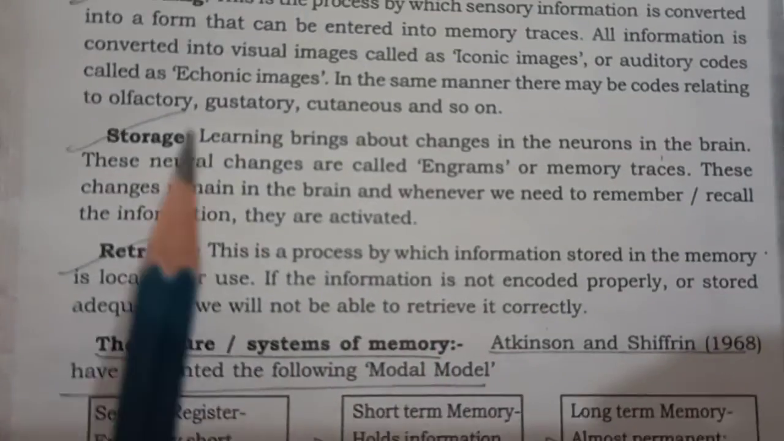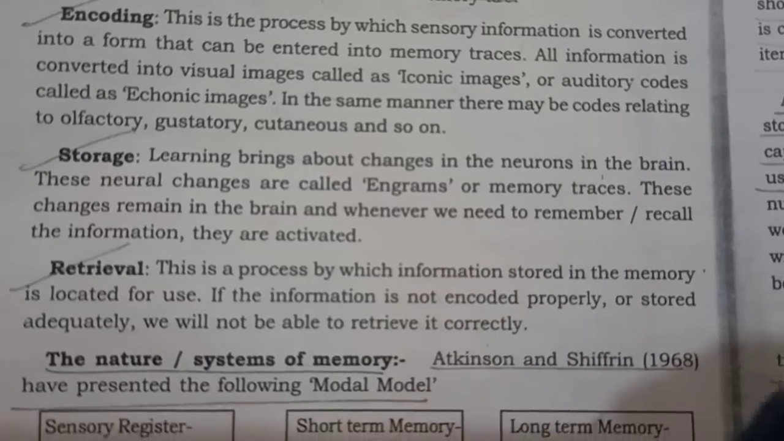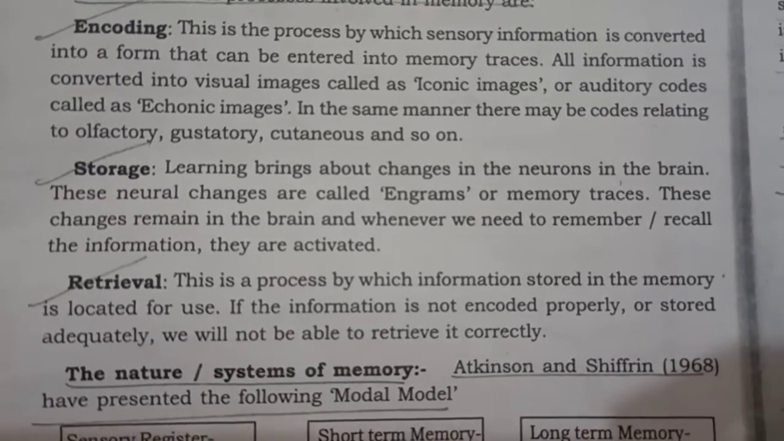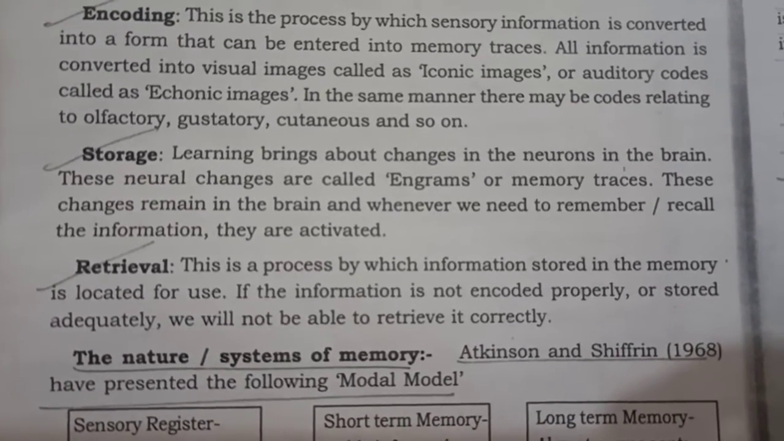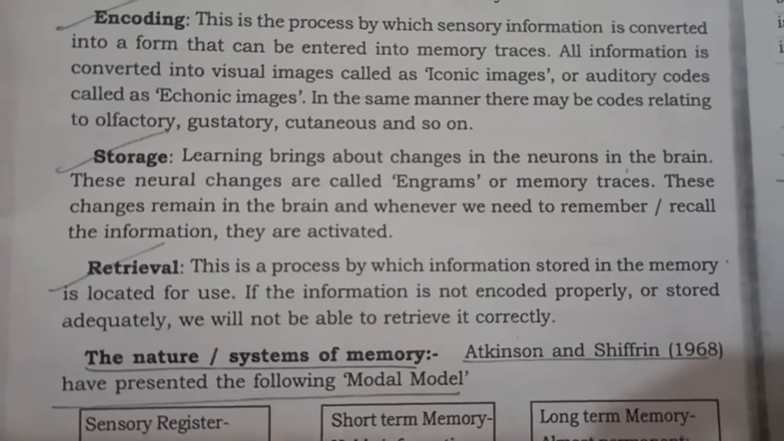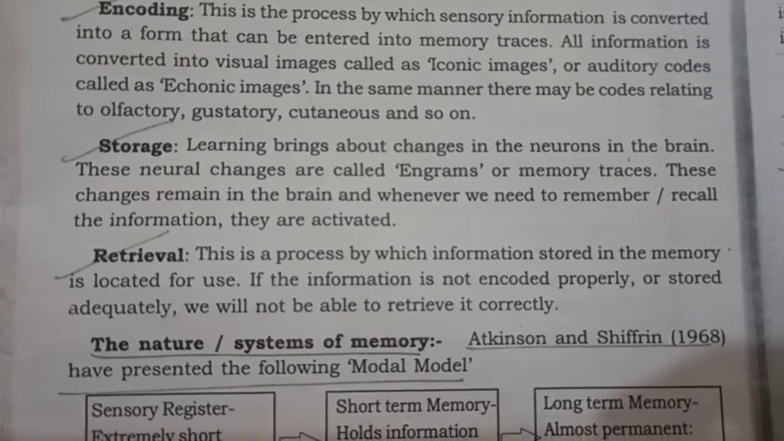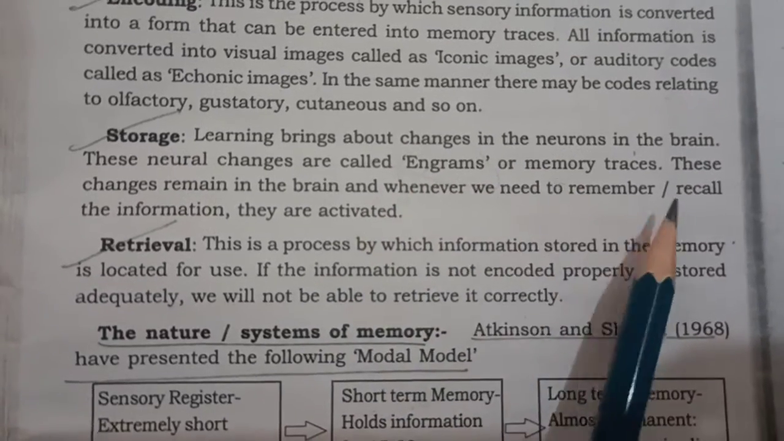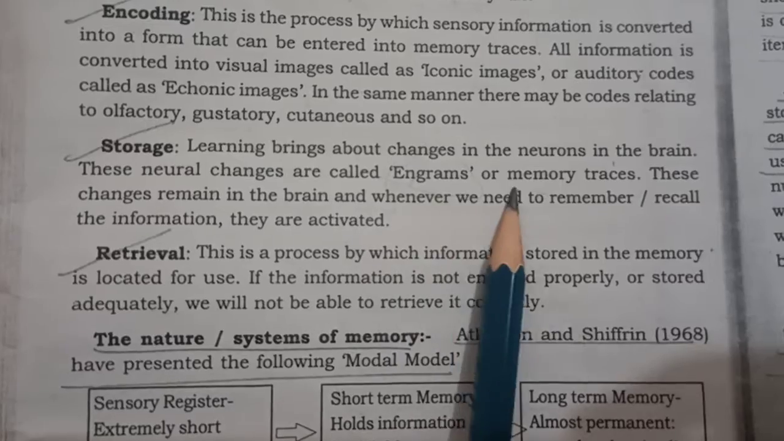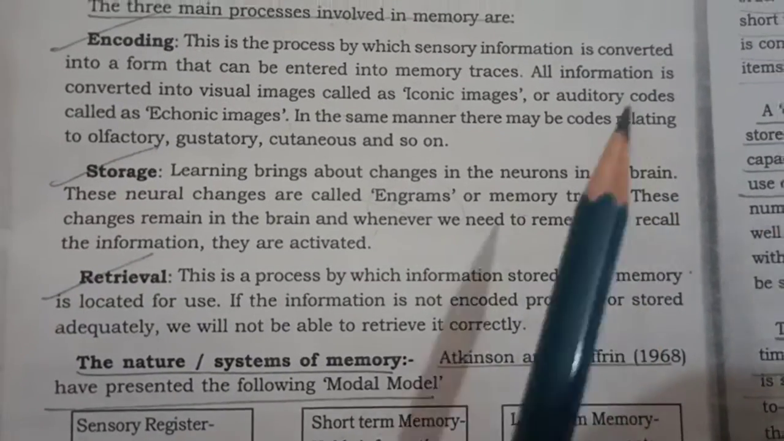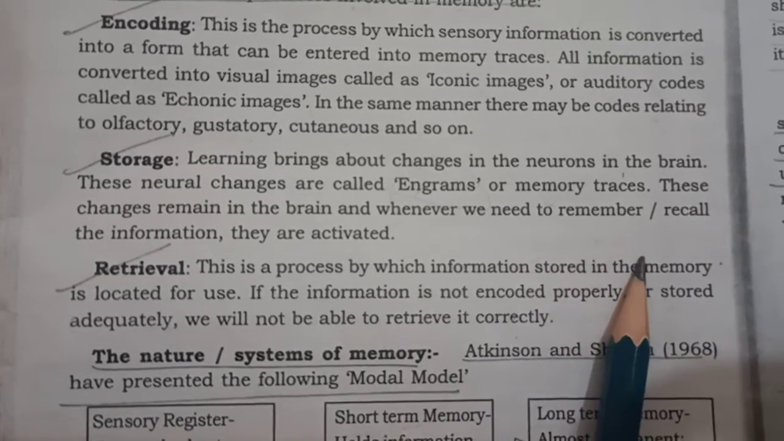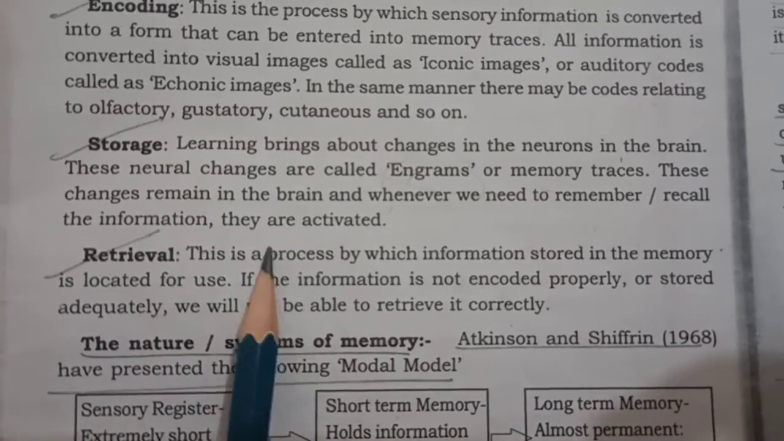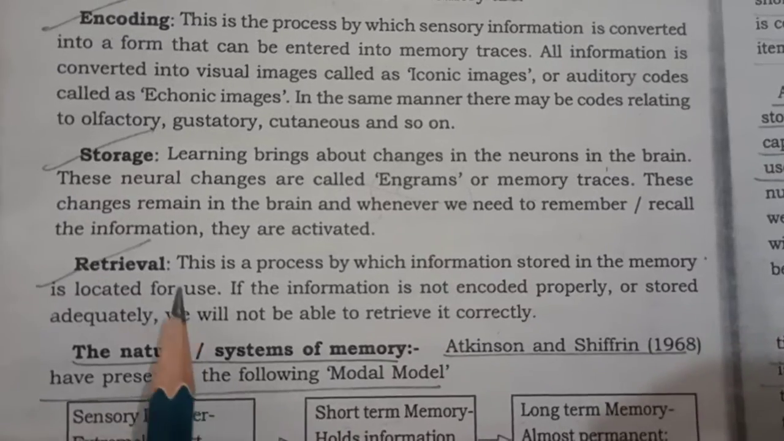The basic thing through which we get information is our senses. Then storage. Learning brings about changes in neurons in the brain. The neural changes are called engrams or memory traces. These changes remain in the brain, and whenever we need to remember or recall the information, they are activated. Whatever information is collected from the outside world is saved in the form of engrams or memory traces. Underline this: engrams or memory traces. Whatever we store in our memory can be recalled, remembered, and activated whenever it is needed.